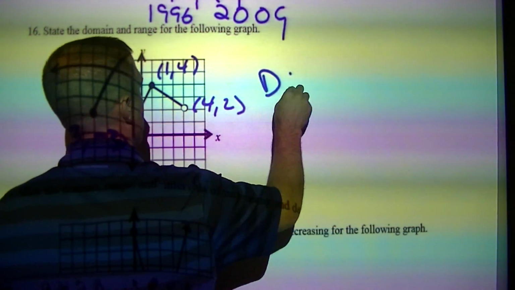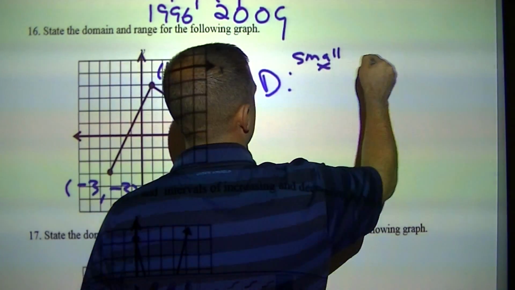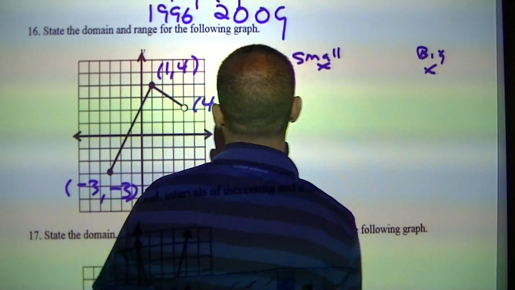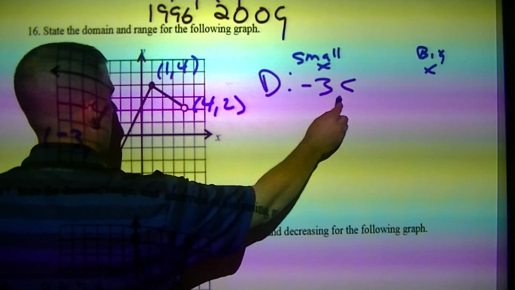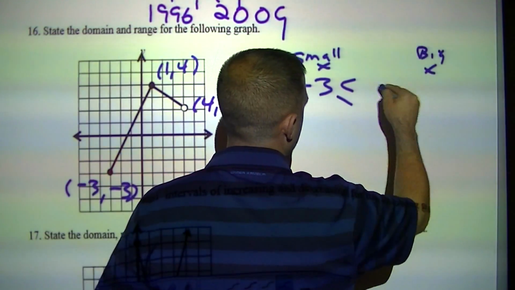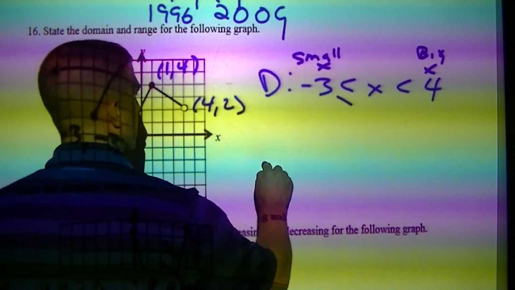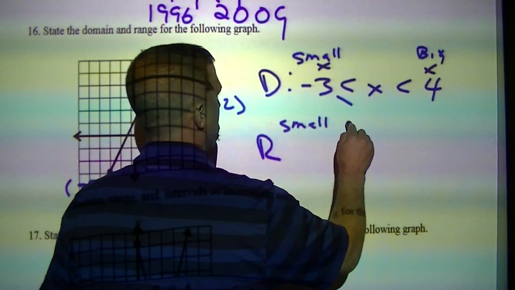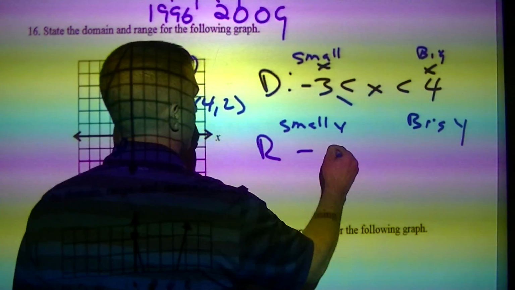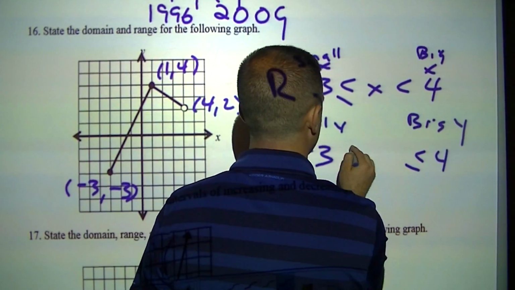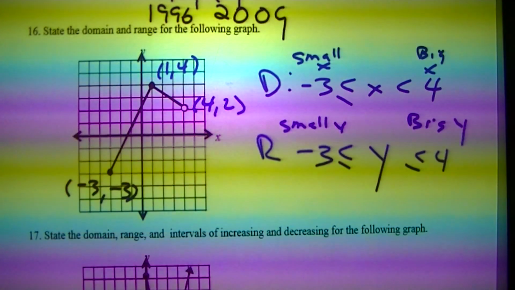For domain, I want to look at the smallest x and then the biggest x. My smallest x is -3, which I'm going to put a closed circle there. My biggest x is 4, which I'll put an open there. For the range, I'm looking for the small y and the big y. In my case, the small y is -3 and the big y is 4. I'm going to put a line under both because they're both closed circles where they are.